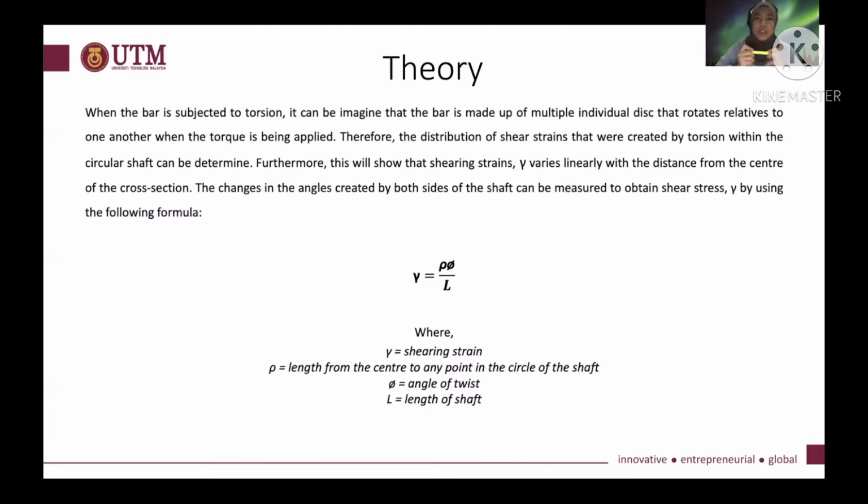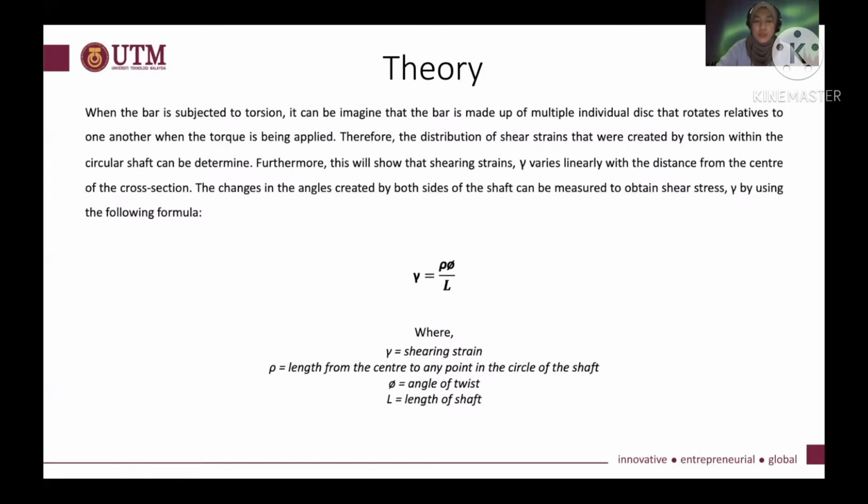And this statement is true only when the bar has a circular cross-section. Therefore, the distribution of shear stresses created by torsion within the circular shaft can be determined. Furthermore, this will show that the shearing strain, gamma, varies linearly with the distance from the center of the cross-section. The changes in the angles created by both sides of the shaft can be measured and calculated to obtain the shear stress by using this formula.